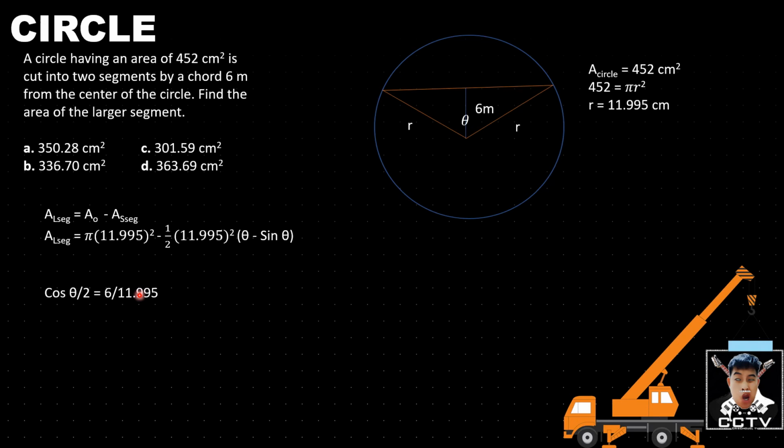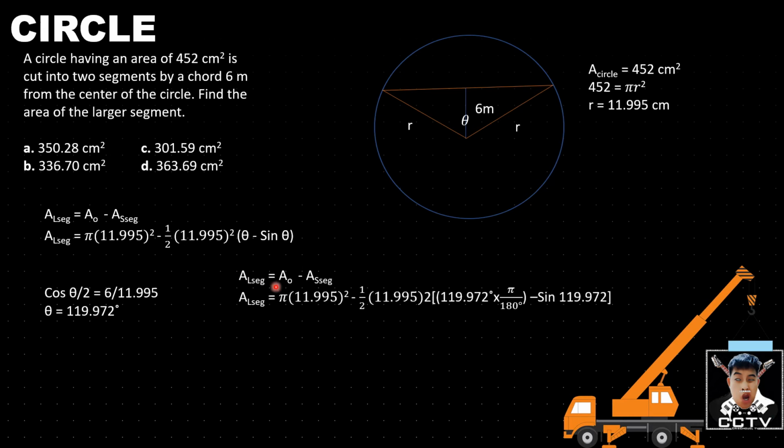Kunin mo ulit yung theta. And that is 119.972. And of course, substitute mo lang yung theta natin. Kasi theta lang naman yung nawawala dito. And this one is radian. Always nyo tatandaan. Pag hindi nakadikit sa trigo function, ang theta natin is radian. And you'll get the area of the larger segment. And this one is the answer.